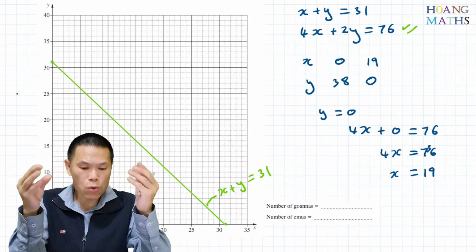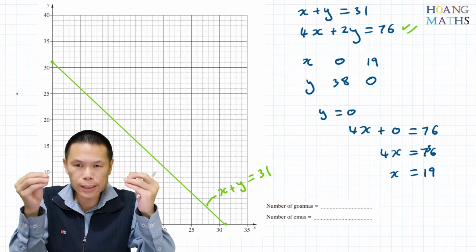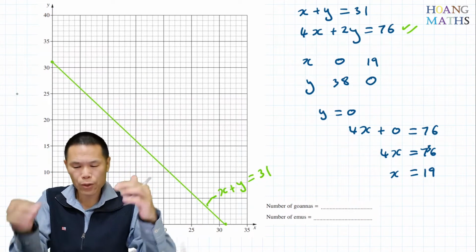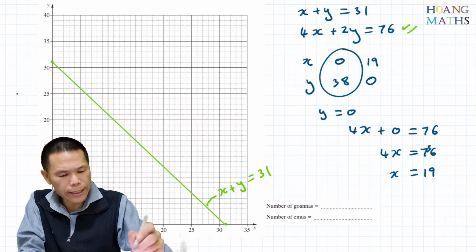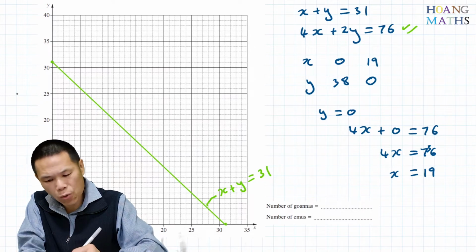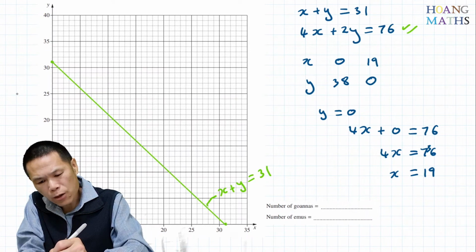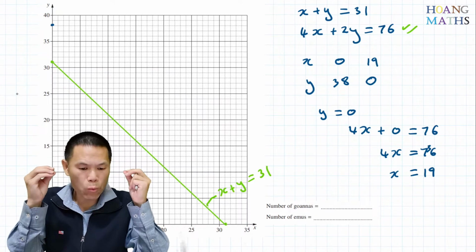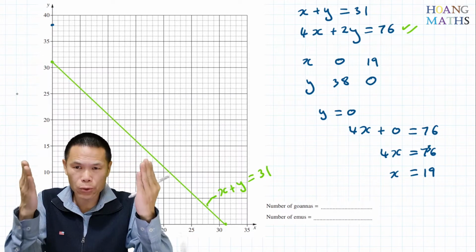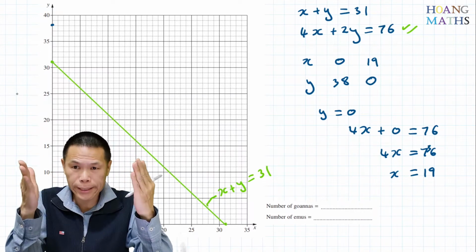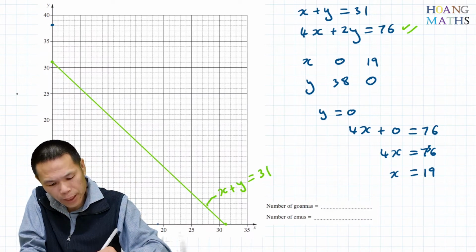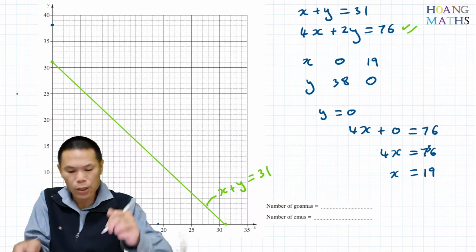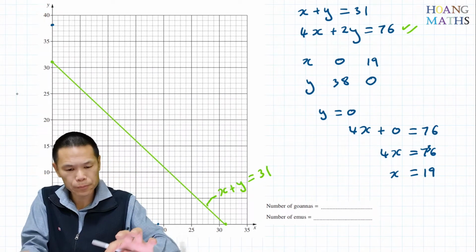So when x is 0, y is equal to 38. When x is 19, y is equal to 0. So let me just plot this. So 0, 38. That means when x is 0, y equals 38. It goes up by 1, so therefore it's 38 here. And then when y is equal to 0, x is equal to 19. In other words, when x is 19, y is equal to 0. So 19, 0. So 19 here. Again, it goes across by 1 as well. So there you go. Now I just connect these points together.